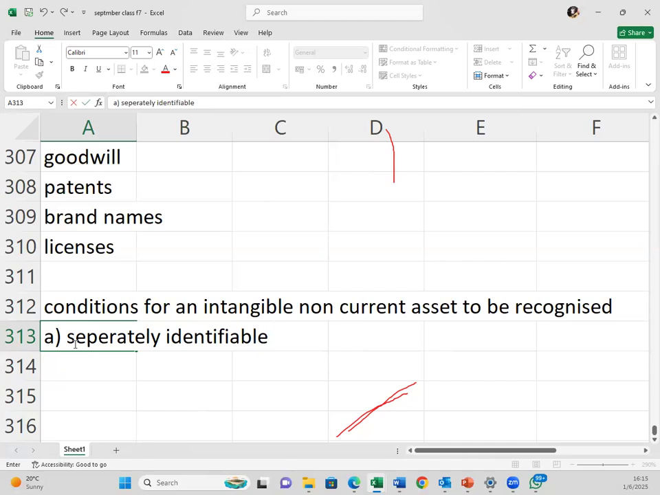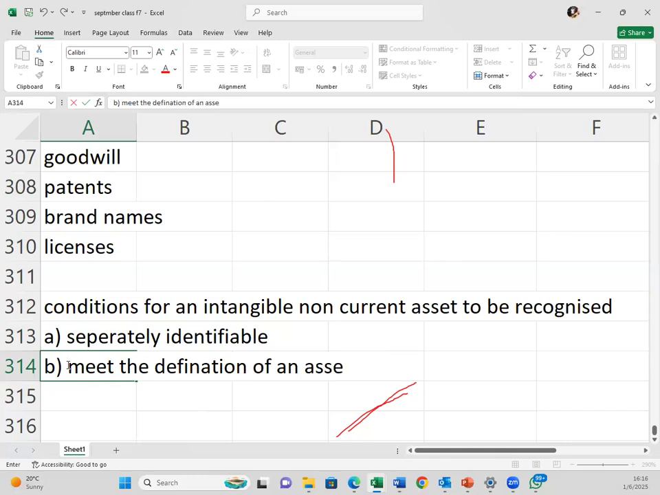So we can sell the name through franchising. We can sell the name without selling the business as a whole. We can sell the patent right. We can sell someone the right to use our formula, the right to use our methods. We can sell someone the license to produce maybe our product. So if it is capable of being sold to someone else without selling the business as a whole, that is condition number one. Then besides that condition, it must also meet the definition of an asset.